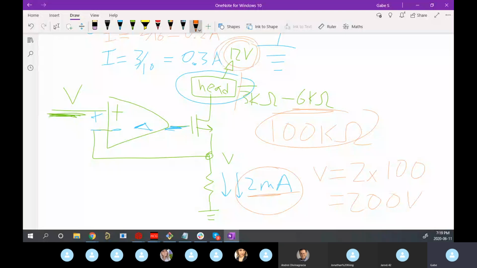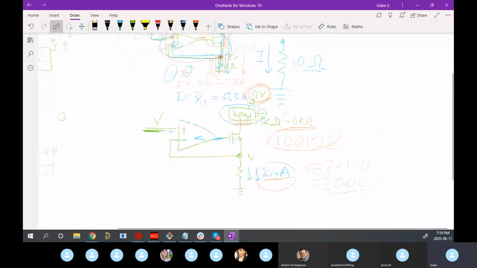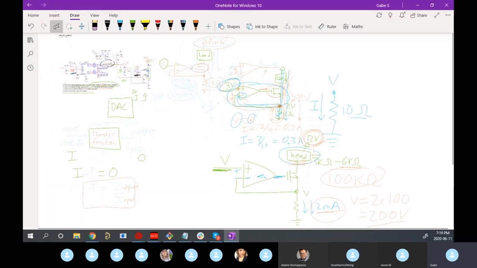Newsflash, we don't have 200 volts to drop across the head. We only had 12. So this has limitations based on how much voltage you have and how much resistance your load actually is. So obviously you can't control any amount of current you want through anything. It's going to depend on the load, but you'll quickly realize if you need more voltage available. Okay, thanks. You're welcome.